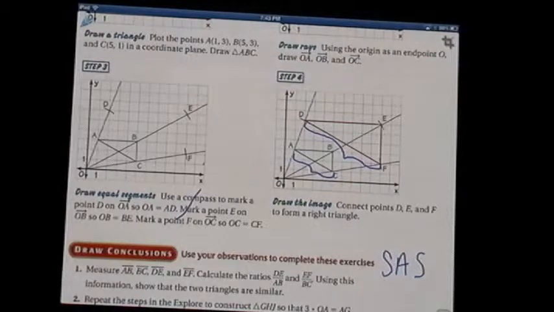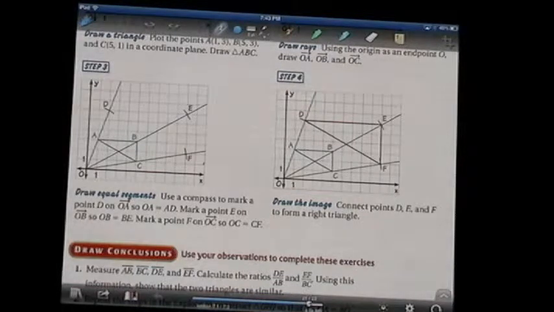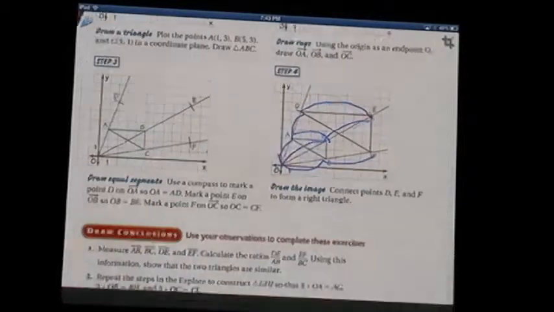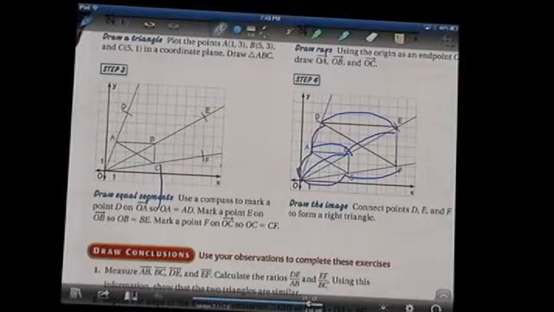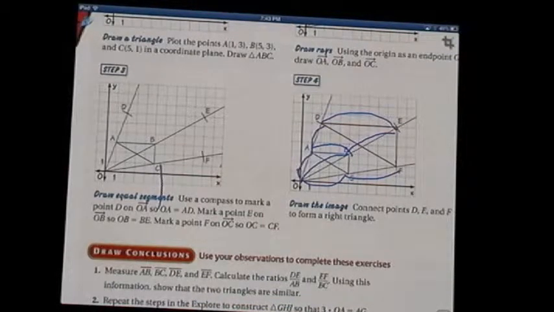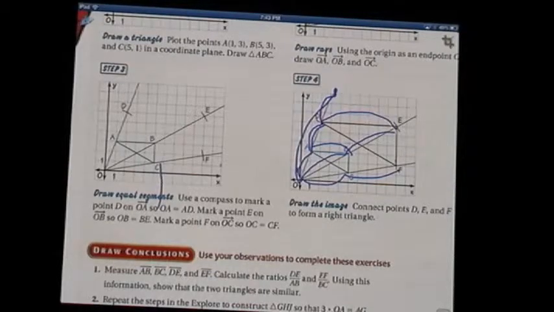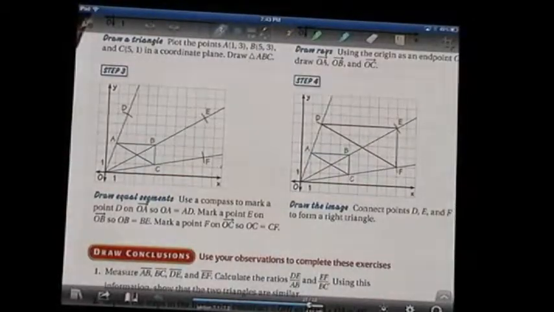Okay? Now, the next part is not hard to do, but basically what you did here is you doubled the length of this side by doubling how far it was from the origin. Okay, the next one says repeat the steps to explore the construction, in the Explorer, to construct GHJ so that 3 times OA equals AG. So they want you to go ahead and extend this out 3 times and make your first one here. And of course you're going to need a big enough piece of graph paper to do that.